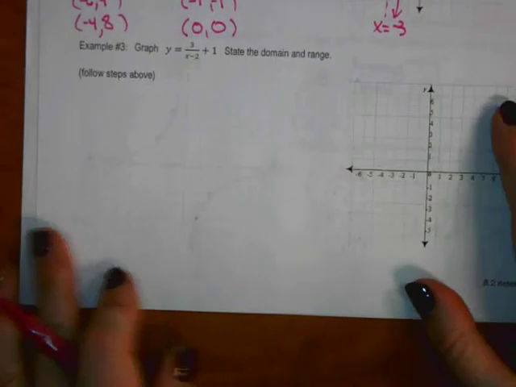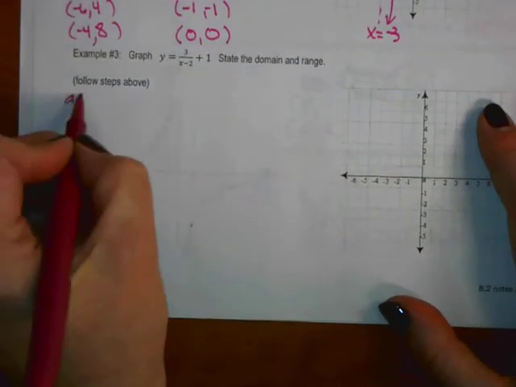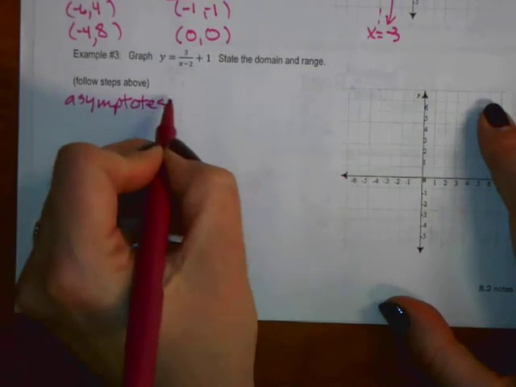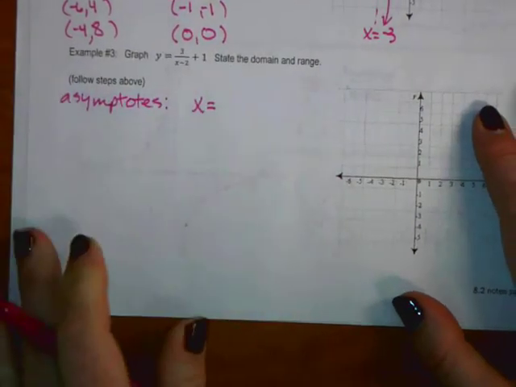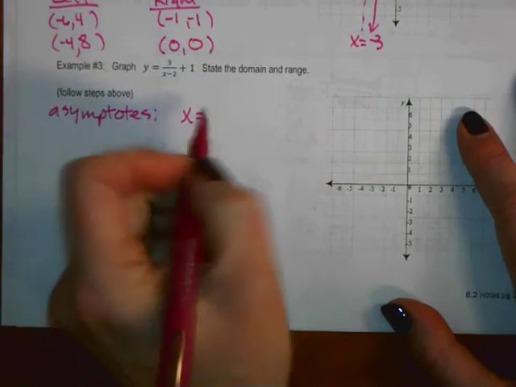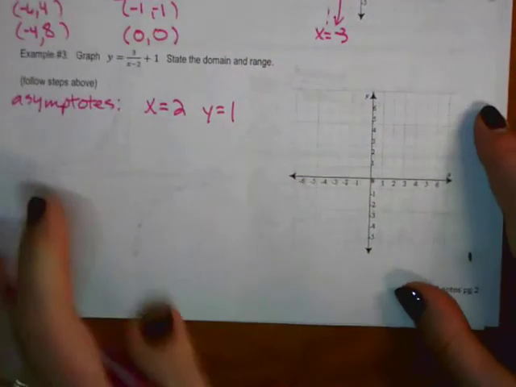This one, you just do the same steps. So the first thing I always do is the asymptotes. It's just not written out for you here. So x equals what? 2, because it's the opposite of what's in here, where h is. And y equals what? 1. So sketch those.